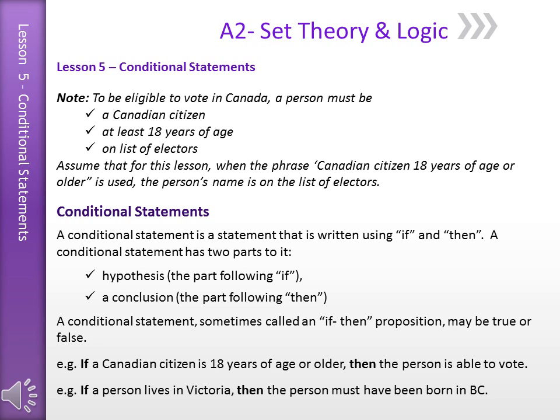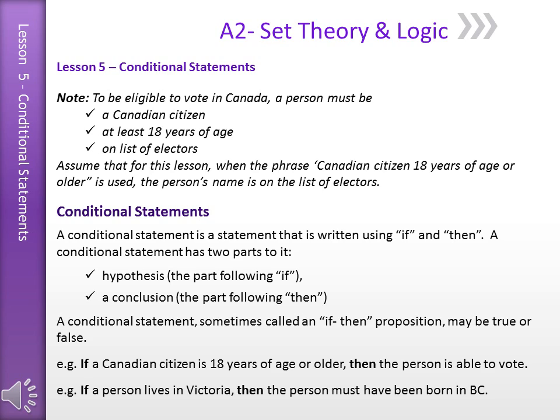To be eligible to vote in Canada, a person must be a Canadian citizen, at least 18 years of age, or on the list of electors. Assume for this lesson, when the phrase Canadian citizen 18 years of age or older is used, the person's name is on the list of electors and would be eligible to vote.